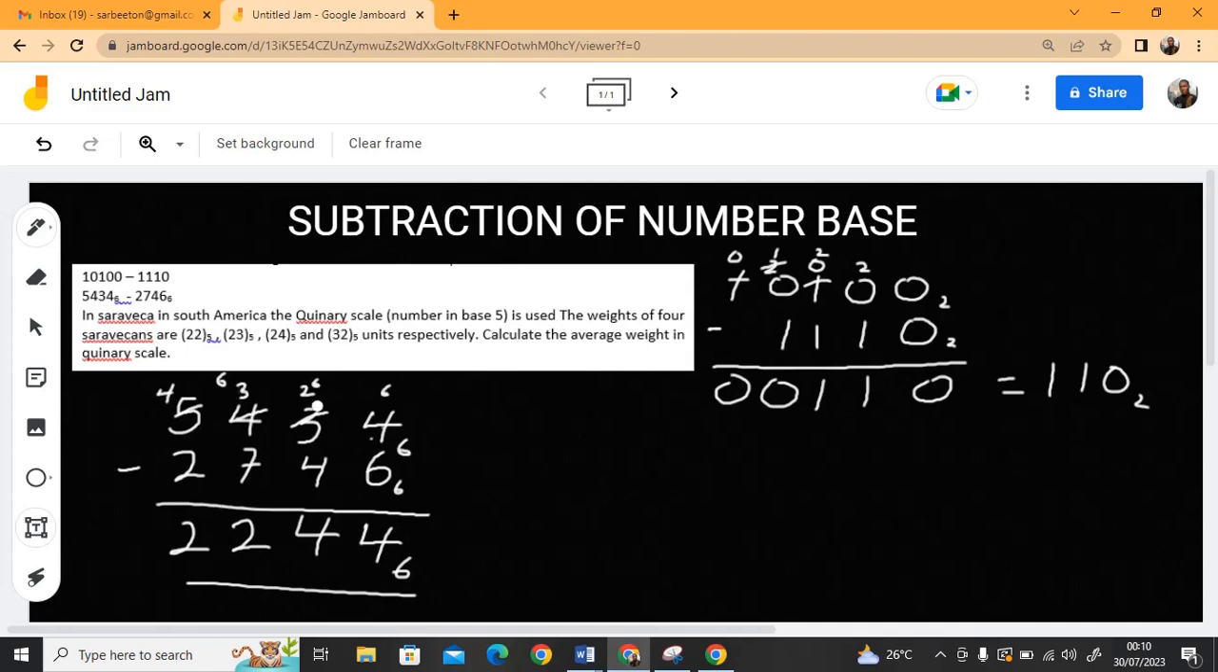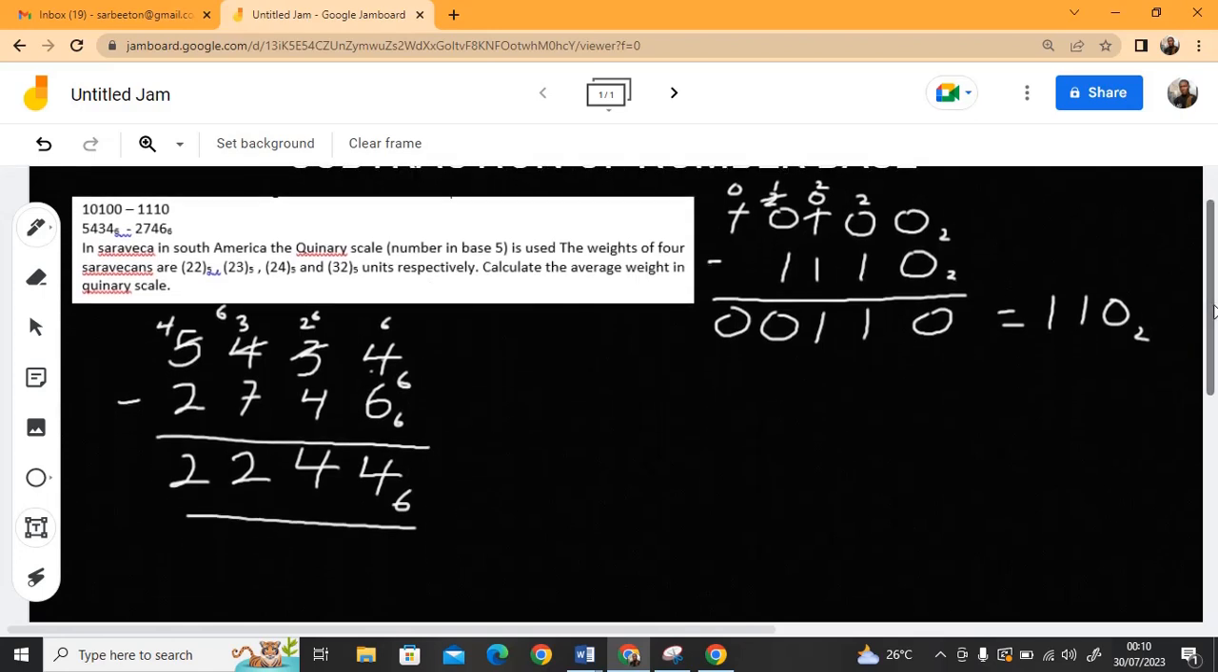And look at this question. Let me scroll down a little bit. It said the Saraveka in South America use the quinary scale. Quin means 5. The weights of four Saravekans are 22 base 5, 23 base 5, 24 base 5 and 20 units respectively. Calculate the average weight in quinary scale.